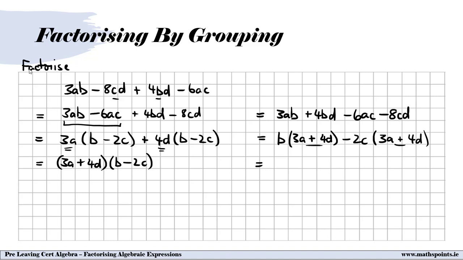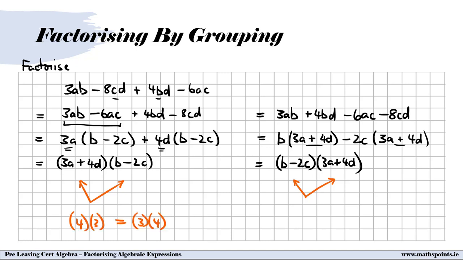So I'm going to wrap the B minus 2C into one bracket. And then I have the 3A plus 4D in the second bracket. Now, is this the same answer as we got originally? We had two factors originally: 3A plus 4D was our first factor and B minus 2C was our second factor. And in this example, B minus 2C was our first factor and 3A plus 4D was our second factor. And this is fine. Remember, 4 times 3 is exactly the same as 3 times 4. So even though the brackets are in a different order here, we have still the same two factors. And so the factorization is correct.